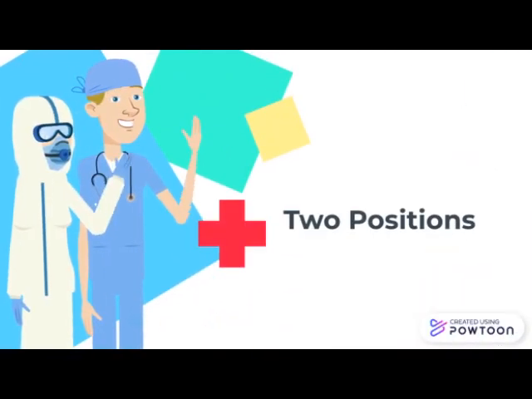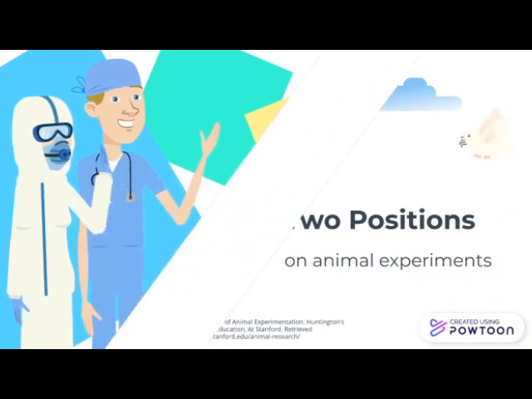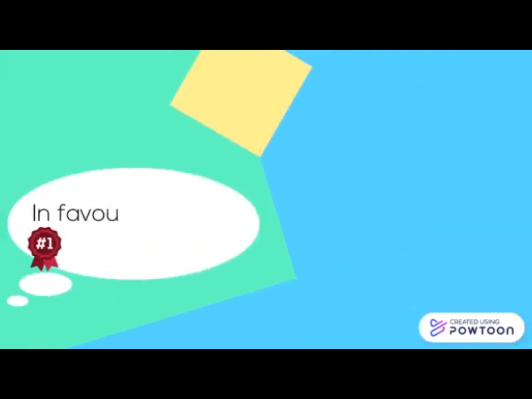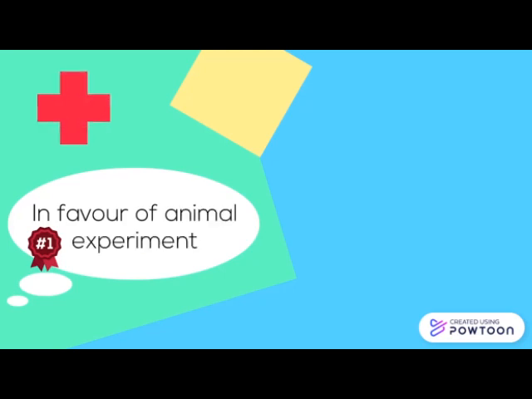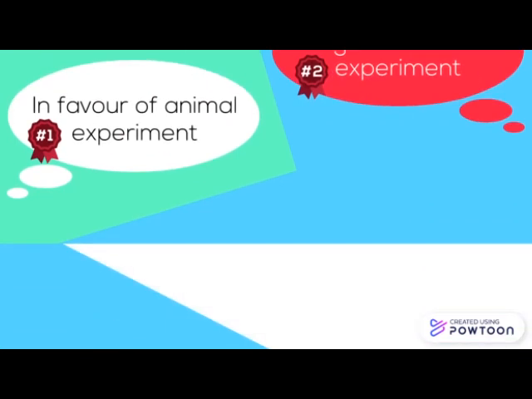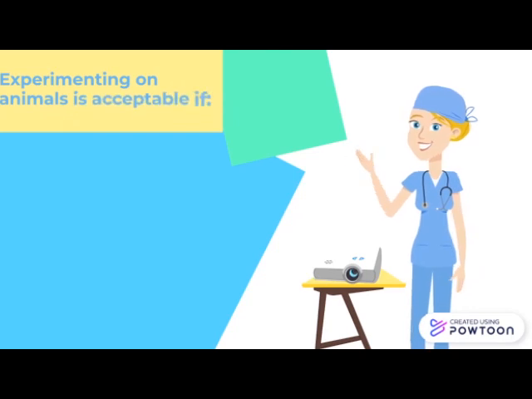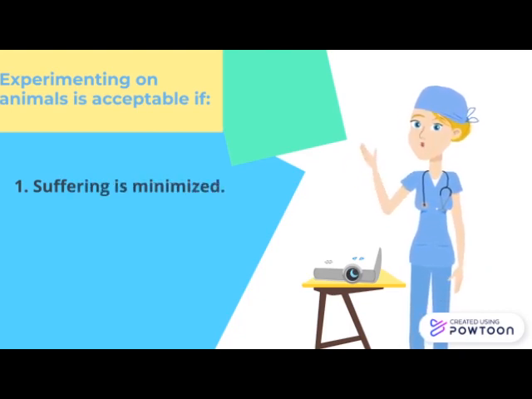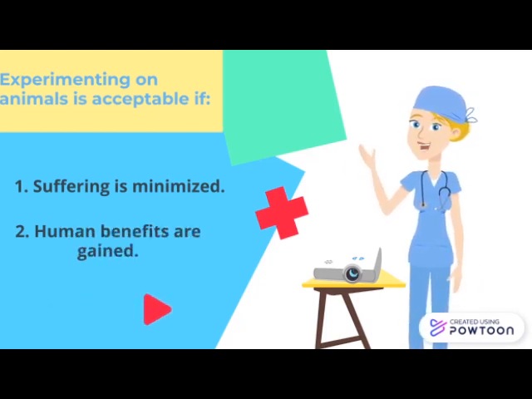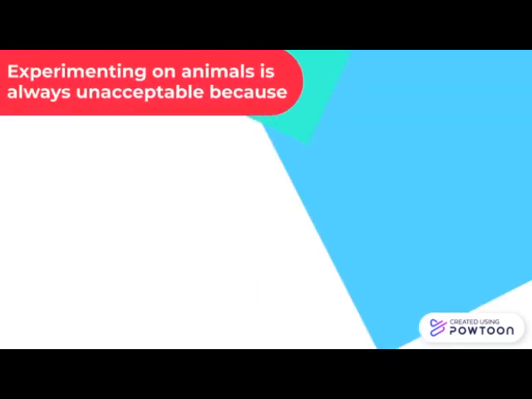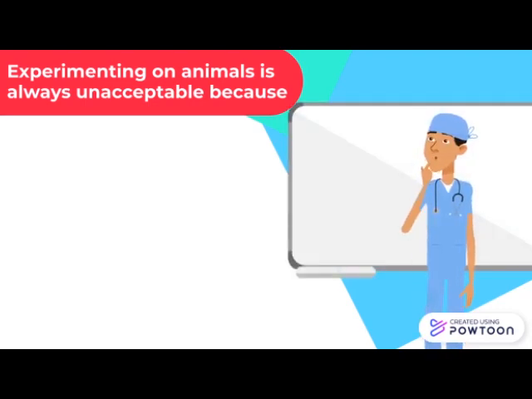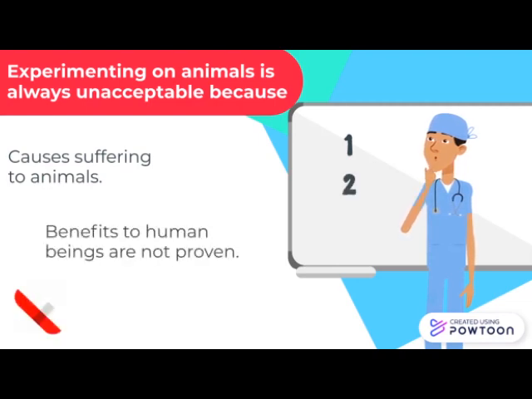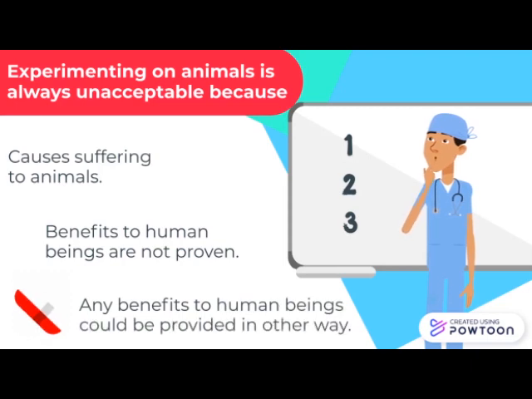Let's talk about two positions on animal experiment. The first one is in favor of animal experiment, and the second one is against animal experiment. For the first one, experimenting on animals is acceptable if and only if: number 1, suffering is minimized in all experiments; number 2, human benefits are gained which could not be obtained by using other methods. For the second one, experimenting on animals is always unacceptable because: number 1, it causes suffering to animals; number 2, the benefit to human beings is not proven; and the last one, any benefits to human beings could be provided in another way.